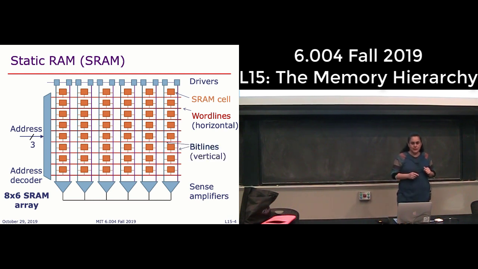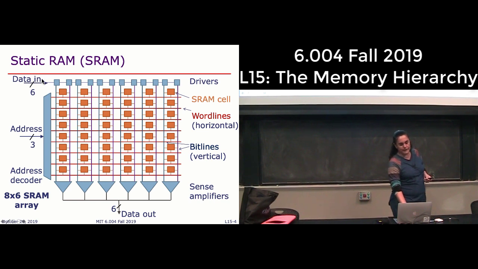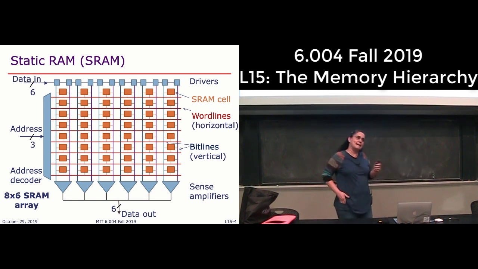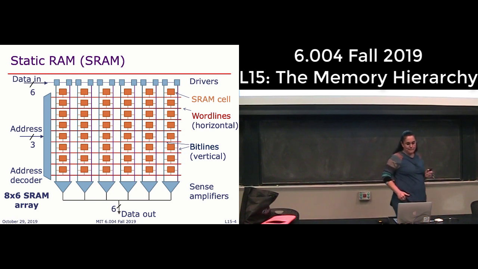Finally, we have these vertical lines, which we call bit lines, and they're going to be used both to input new data into these SRAM cells and to read data out of them. When we want to read data out, the data comes out through these sense amplifiers over here. If we want to write data, we put new data in at the drivers, and the drivers force the new value into these SRAM cells. Now let's take a look at how all of that actually happens.